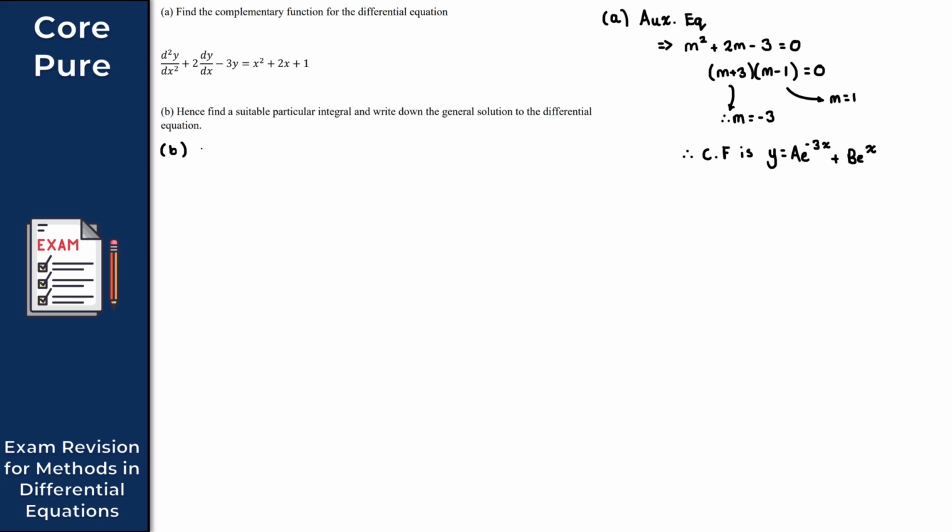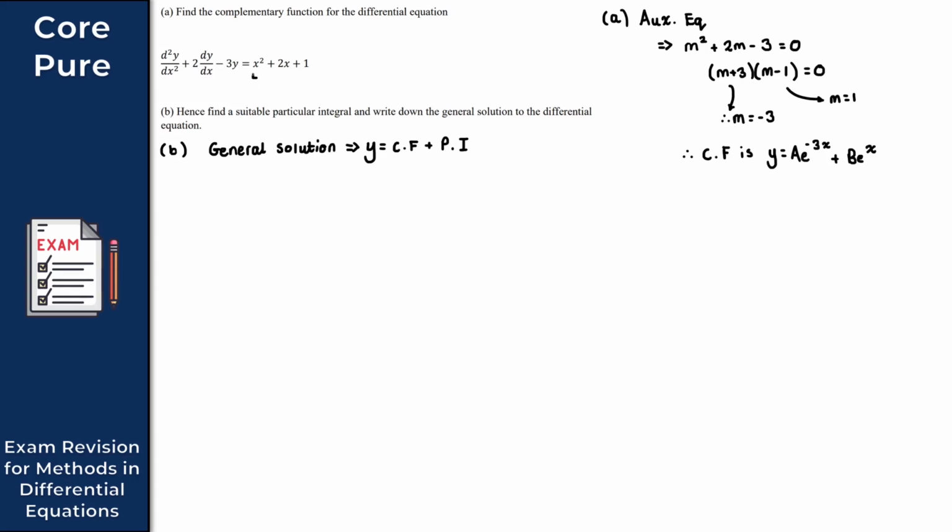So don't forget here then that the general solution here is simply the sum of our complementary function, c.f., and our particular integral, p.i. So as part B suggests here, we do need to find a suitable particular integral, okay? And this is where things start to get difficult with these types of questions, right? Finding the particular integral can sometimes be a little bit challenging, okay?